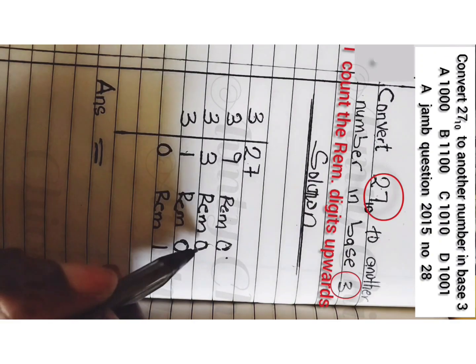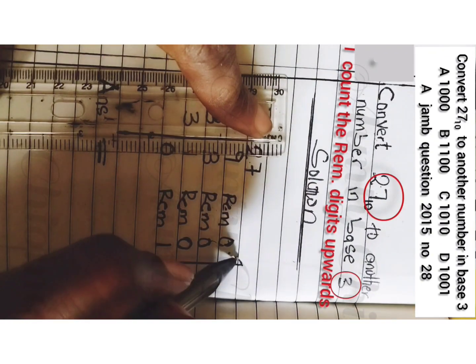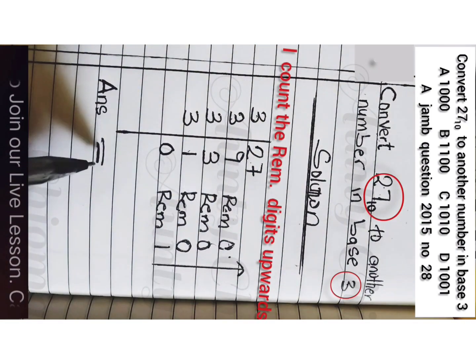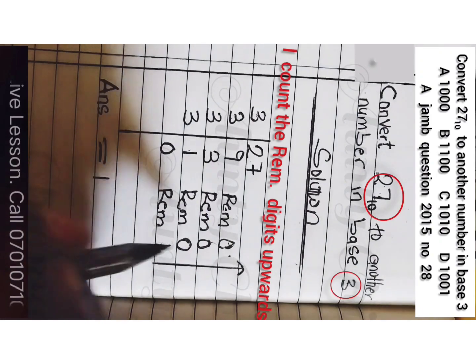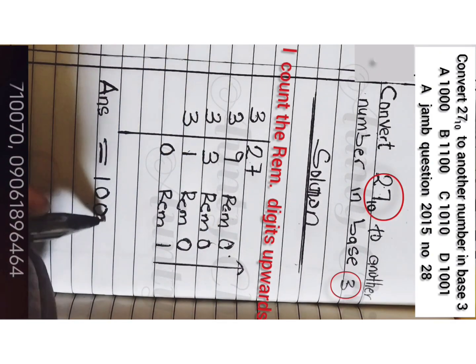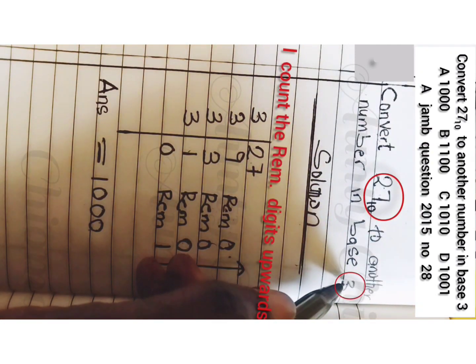To get my answer, I count the remainder digits upward. Then I write it down. 1, 0, 0, and 0. Base 3.